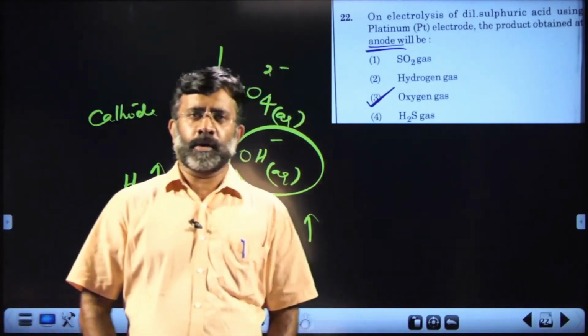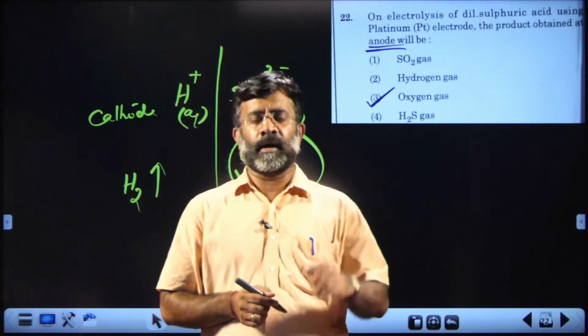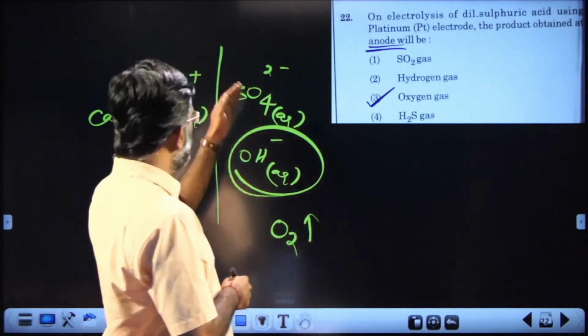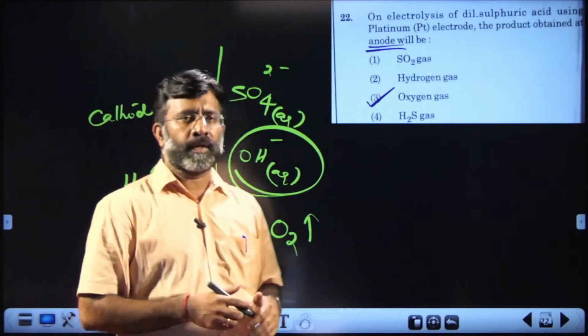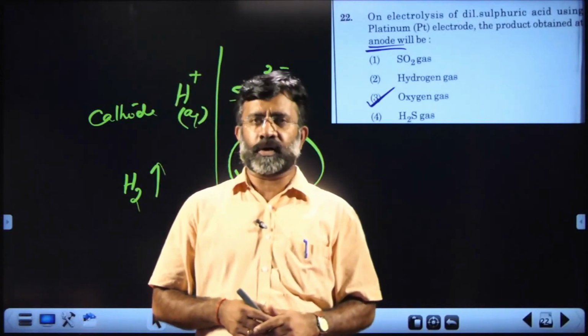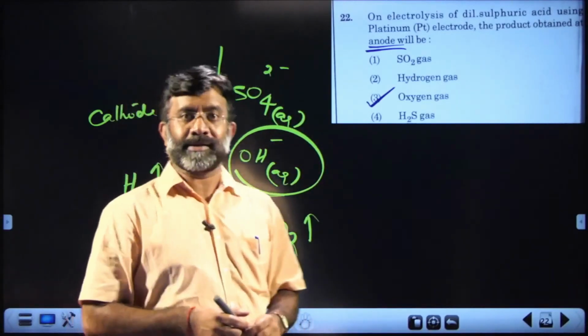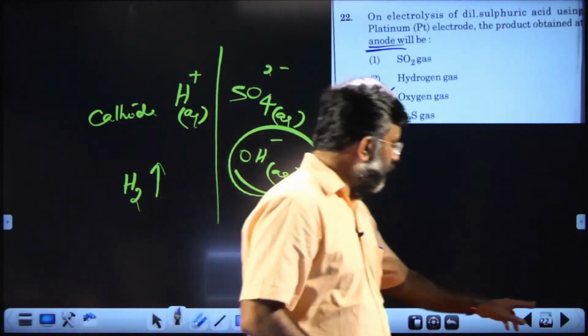So at the cathode, there is no doubt, only one ion is available, hydrogen gas will be liberated, while at the anode we have two ions. Among sulfate and OH-, the discharge potential of sulfate is very high, so OH- will be discharged and oxygen gas will be liberated at the anode. 22nd question done. Next is 23rd.